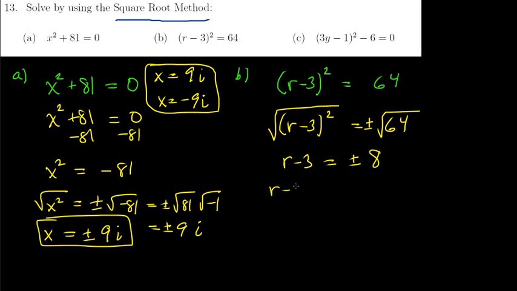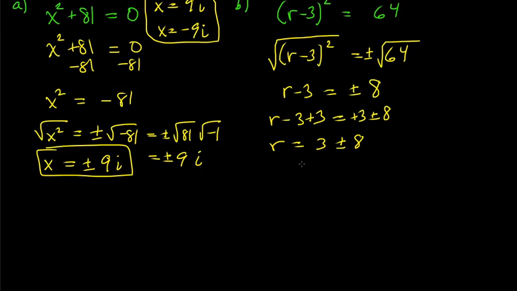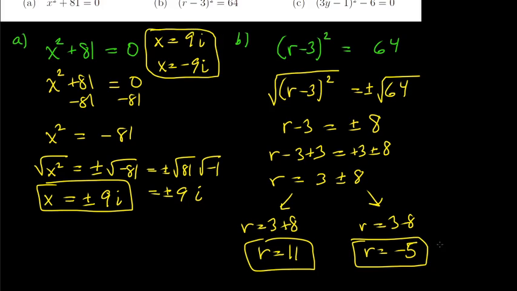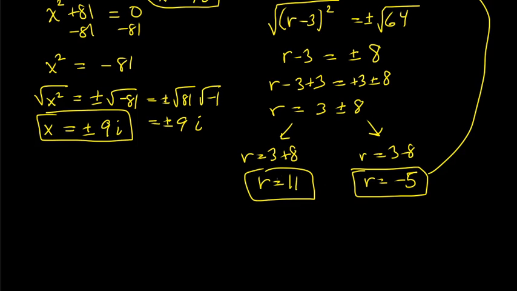So when we add the 3 to both sides, remember, you want to do it this way. Plus 3 on the left, plus 3 on the right. So r is 3 plus or minus 8. And we can't leave it like that because there's two actual numbers here, right? So 3 plus 8 is just 11. And 3 minus 8 is negative 5. Right. And you should check. Plug them back into the original equation, and you'll see they both work. Okay. So we have two answers here, 11 and negative 5.